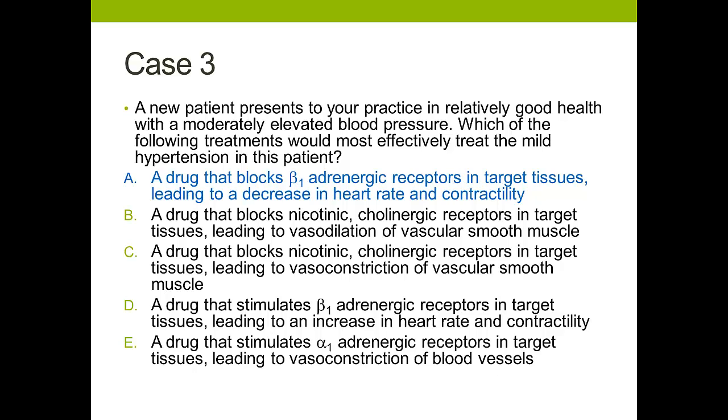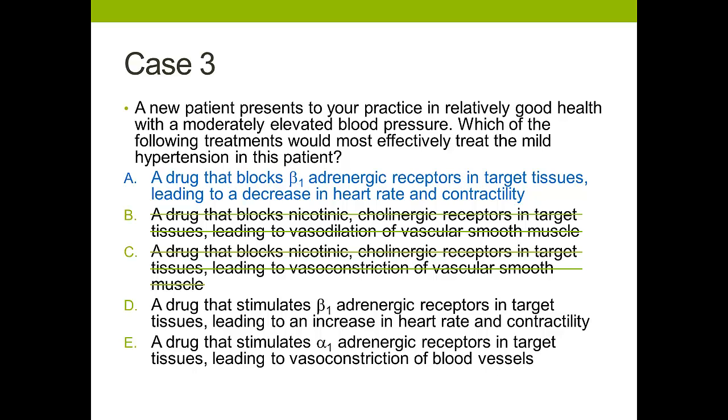For responses B and C, the parasympathetic nervous system does not play a major role in the constriction or relaxation of vascular smooth muscle. This is one of the few locations that we discussed in which the tug-of-war game between the two divisions of the autonomic nervous system is largely absent. Consequently, we can eliminate responses B and C.